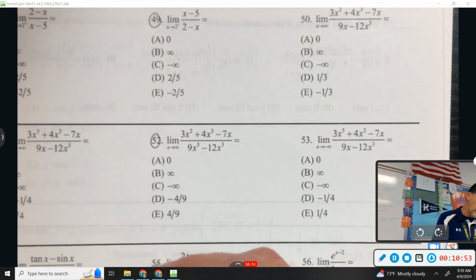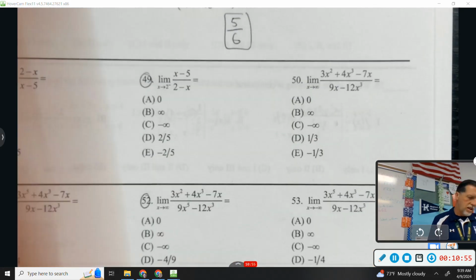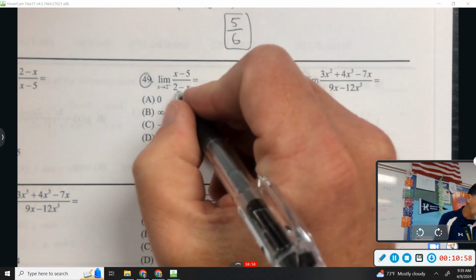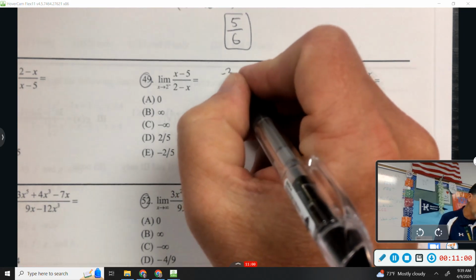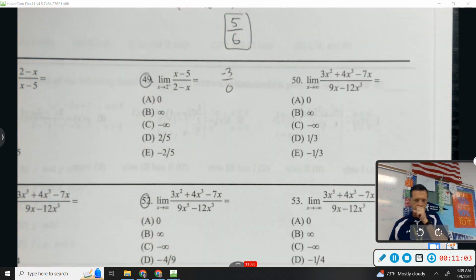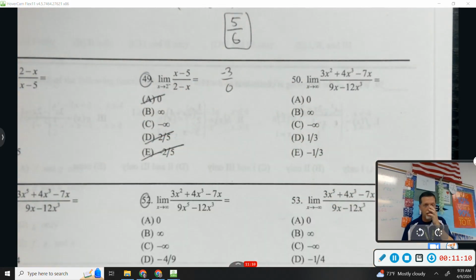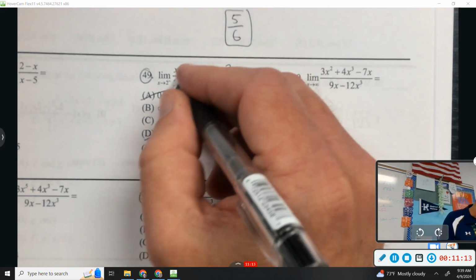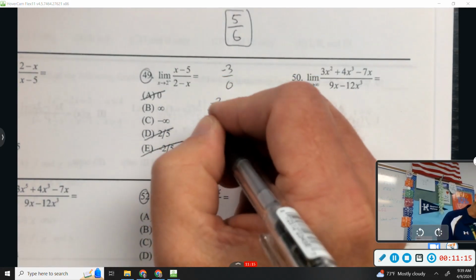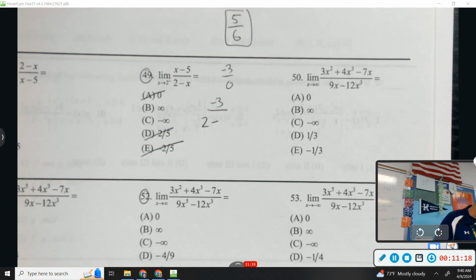Right, and down the middle of the page here. Okay, if I plug in 2, that's my first go, I get negative 3 over 0. So that's going to be one of the infinities, so already I can throw out some of this stuff. Now it's a matter of which infinity is it. 2 minus 5, negative 3. In the bottom, I've got to be more careful. 2 minus a little less than 2.